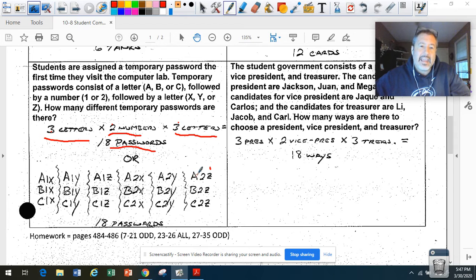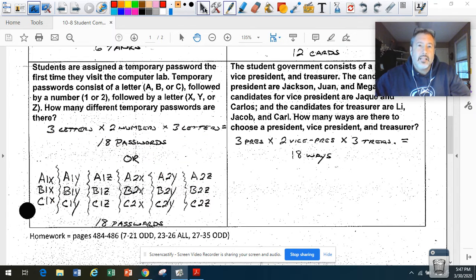So we got A2Z, B2Z, and C2Z. So we have 18 different passwords we have here. 1, 2, 3, 4, 5, 6, 7, 8, 9, 10, 11, 12, 13, 14, 15, 16, 17, 18. So 18 different passwords there.